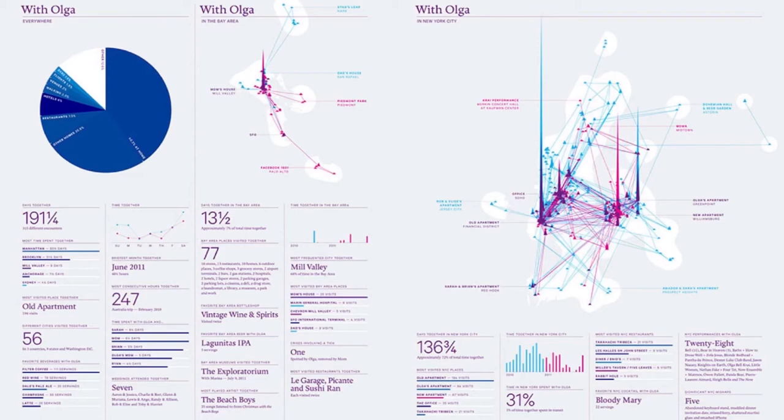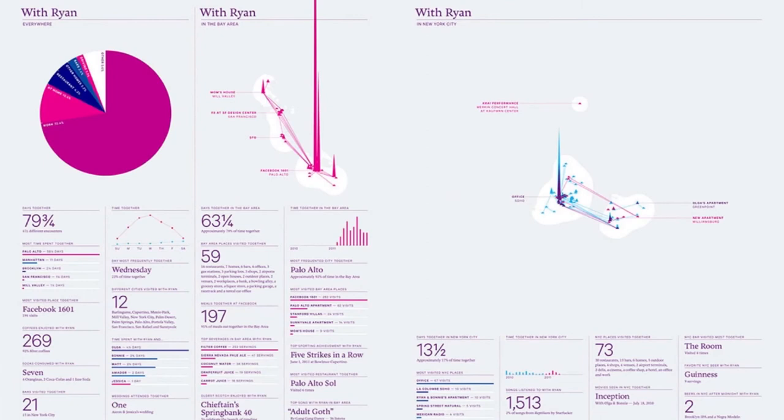As he progressed, he got really interested in tracking how much time he spent with people and his relationships. So there are different things that he has done with Olga in New York City, everywhere, in the Bay Area. It's a very fascinating take on all of this content. Here's the difference with Ryan. It looks like he spent a lot more time with Olga than with Ryan.